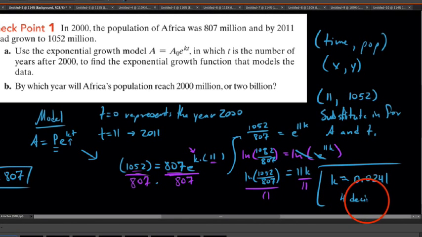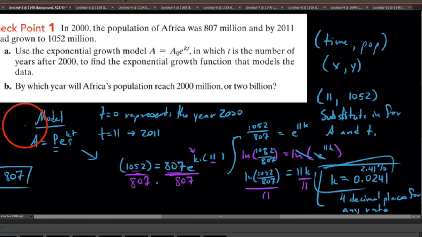And the reason why I say go out 4 decimal places here, let's write this here, 4 decimal places for any rate, is because if you change this back into a decimal, this is a 2.41% positive growth rate. So what we've just discovered here is our k, and what we also know is our initial value.